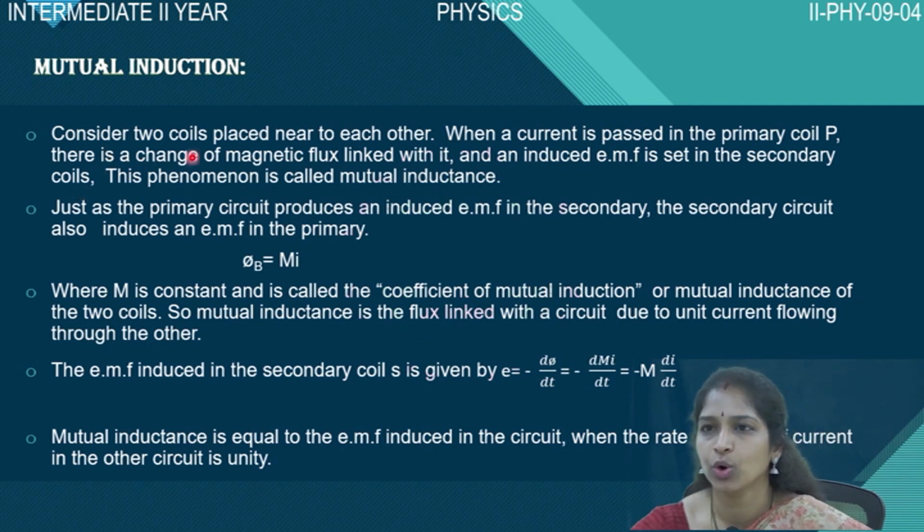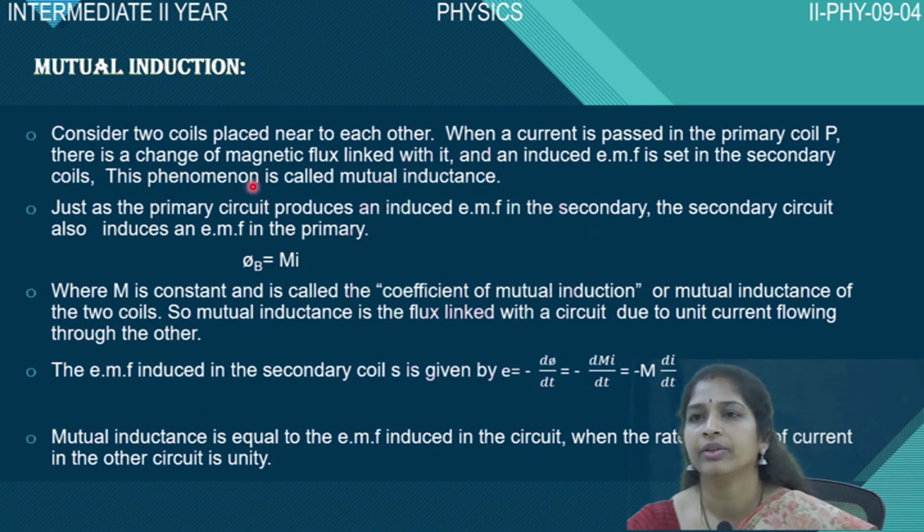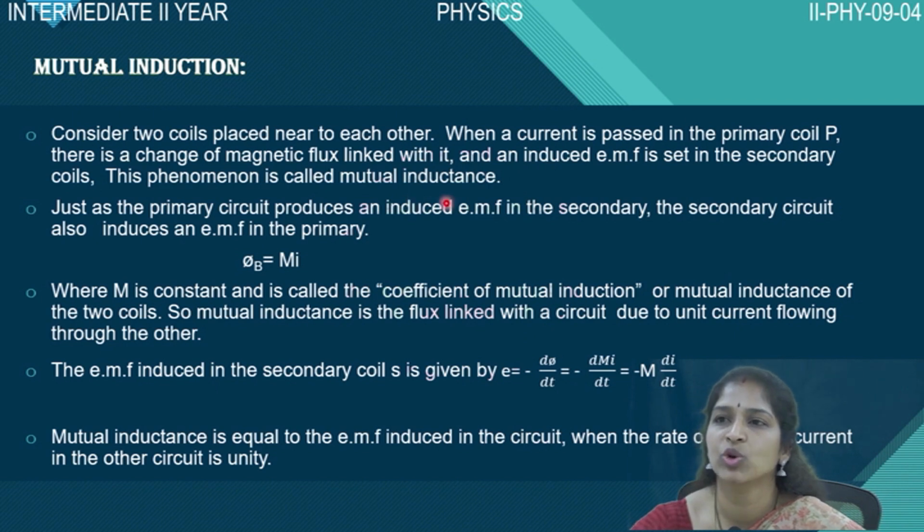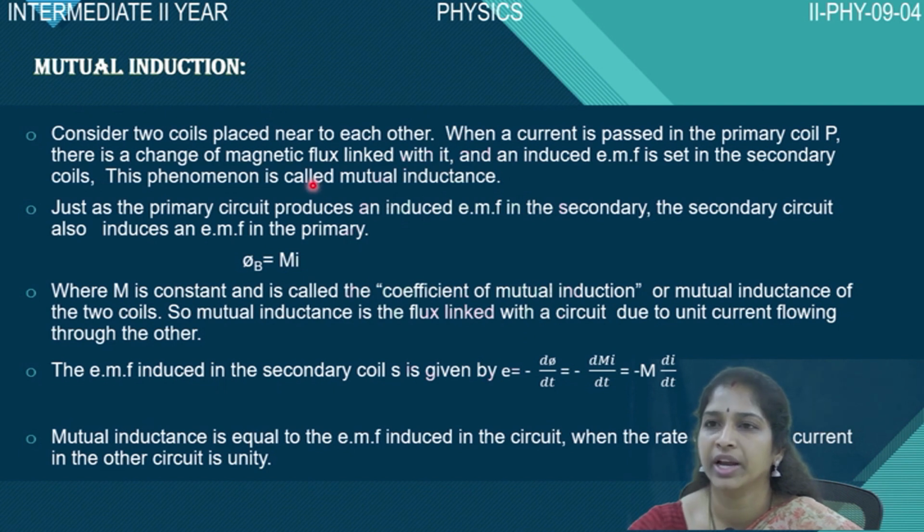Let us consider two coils that are placed near to each other. When current is passed in the primary coil, the first coil, I am considering it as primary coil, there is a change in the magnetic flux linked with it. So an induced EMF is set up in the secondary coil. Or when there is a current passing through the secondary coil, when the EMF is set up in the primary coil, then that phenomenon is known as mutual induction. So mutually they are related. That is why that concept is called as mutual induction.